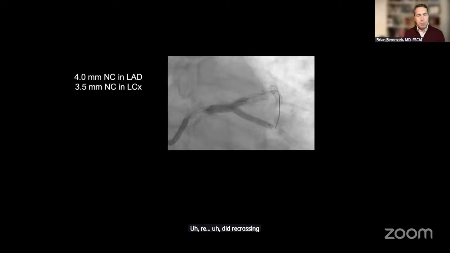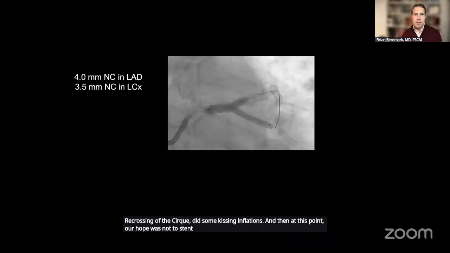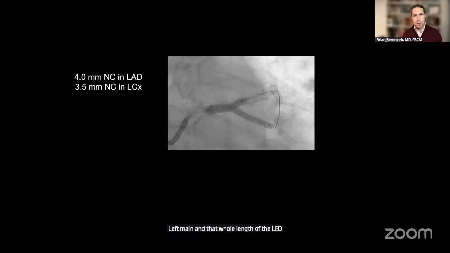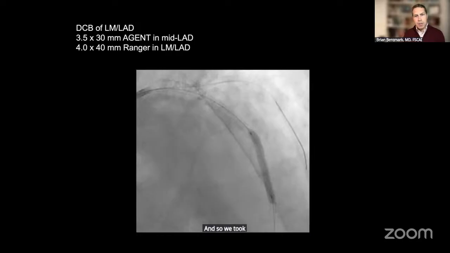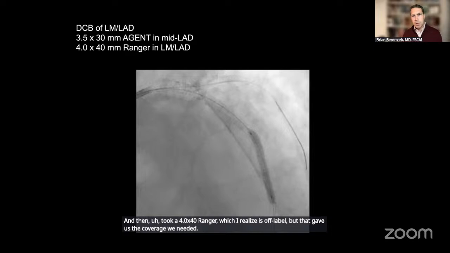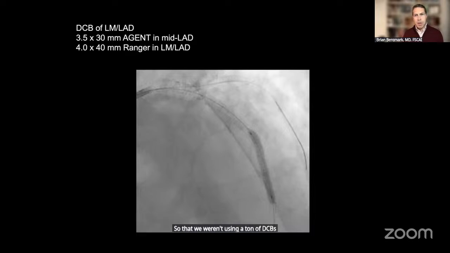Recrossed into the circ, did some kissing inflations. And then at this point, our hope was not to stent the single layer in the prox left main and that whole length of the LAD. And at this point, we'd ballooned it and it was expanding well. And so we took a 3.5 by 30 coronary DCB for the more distal LAD, and then took a 4.0 by 40 Ranger, which I realize is off-label, but that gave us the coverage we needed so that we weren't using a ton of DCBs to work our way back to the left main.